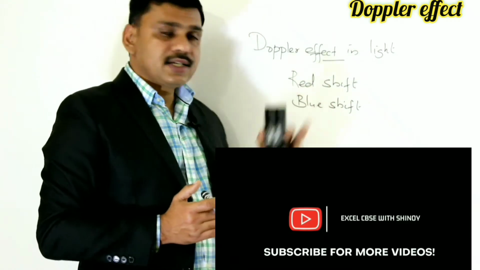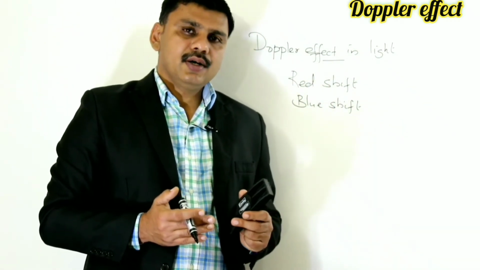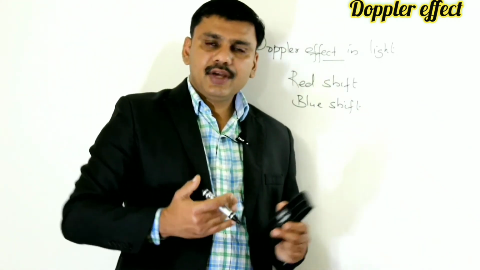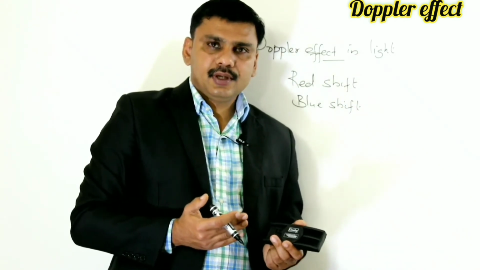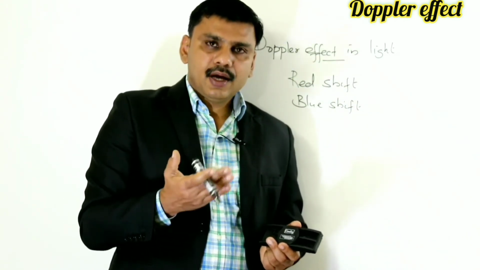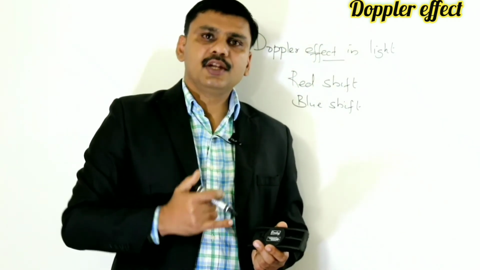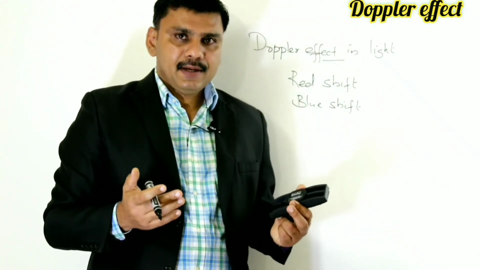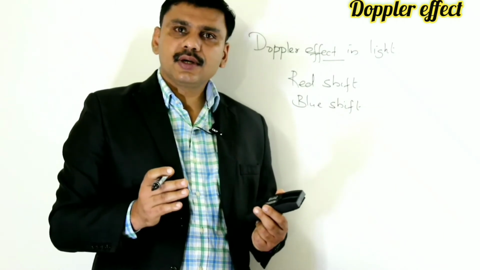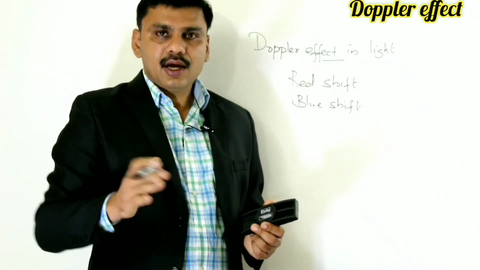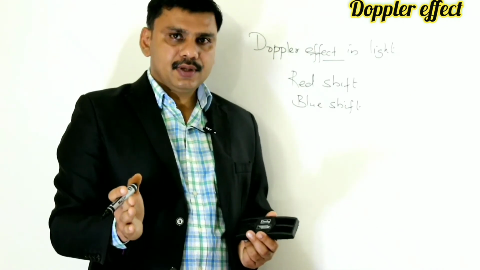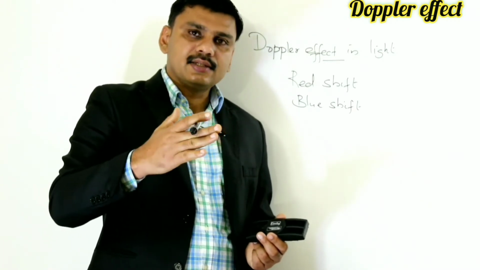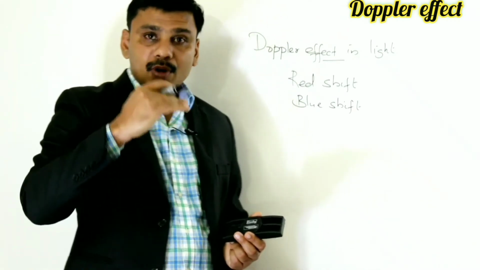So what do you mean by redshift? When you observe stars or galaxies, we are getting light from there. If you produce the spectrum of a distant star or distant galaxy, the spectrum is shifting towards the higher wavelength, that means red. It implies that the star or galaxy is moving away from our Earth.